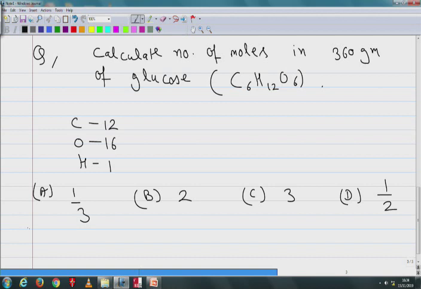Okay, yes, very good. See, number of moles we have to calculate. The given mass is 360 and the molar mass comes out to be 180. So on dividing, you will get 2 moles. So option B is absolutely the right answer. Very good to all of those who have got the correct answer. I think everyone has got the correct answer.